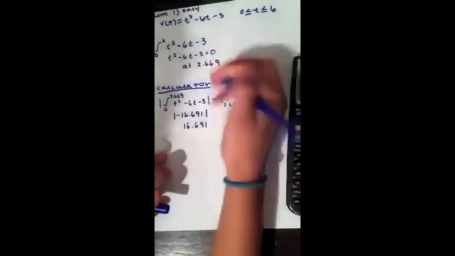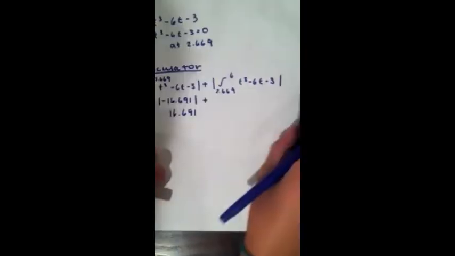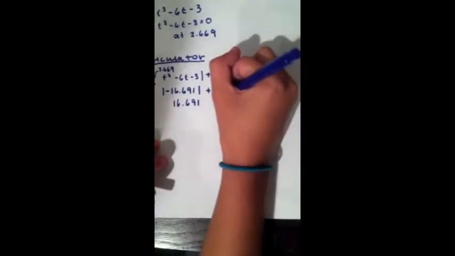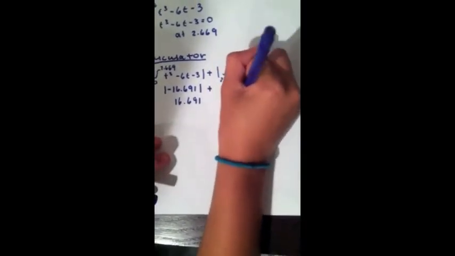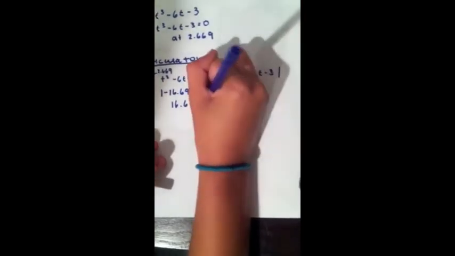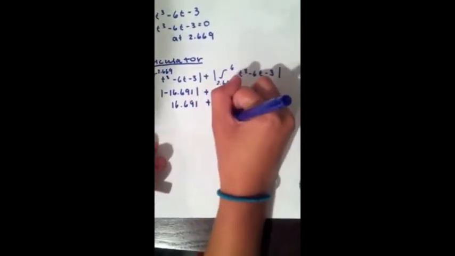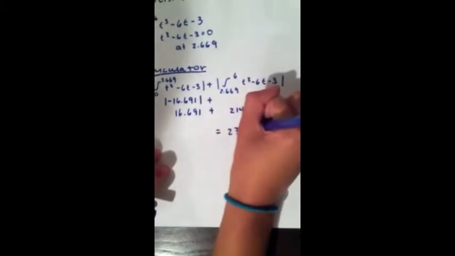And then you do the same thing for the other integral, and that equals 214.69, and all you do is add that together and it equals 231.382.